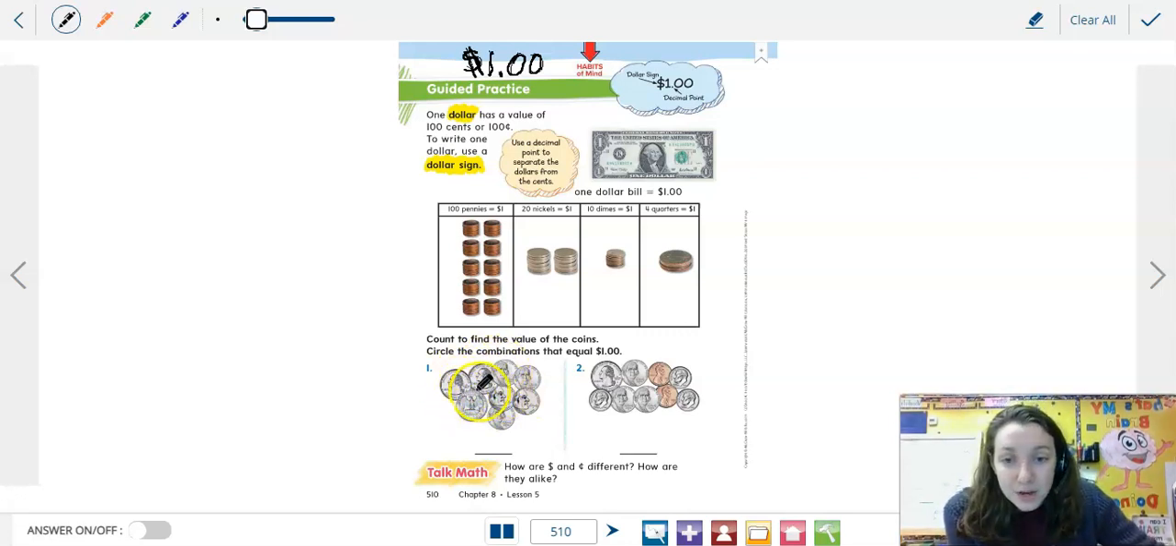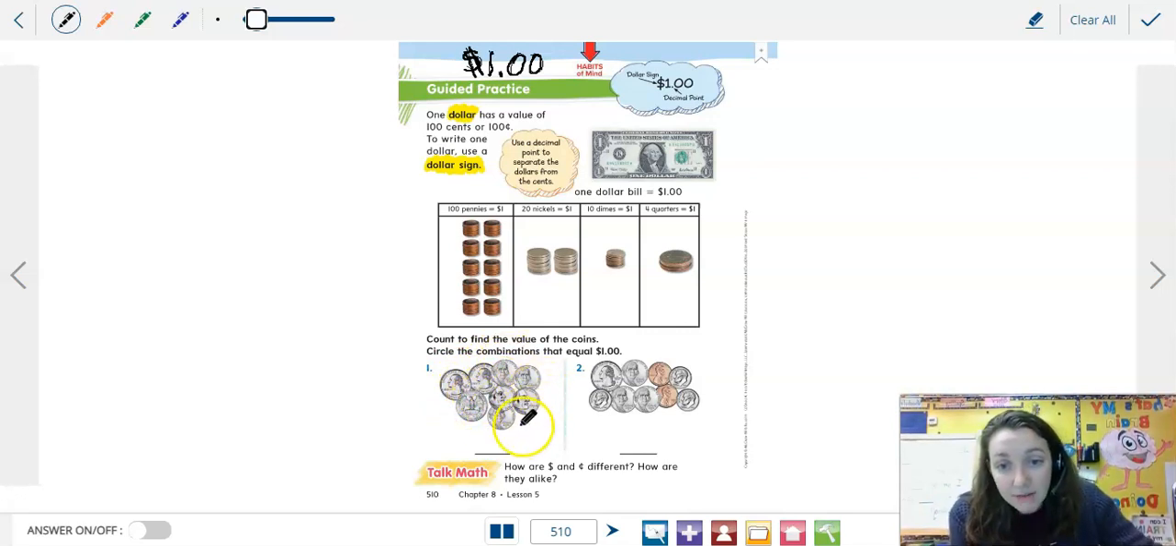I see that I have 3 quarters, so I'm going to start with the biggest one. When you're counting the coins, you start with the greatest value and work your way down. So I see 3 quarters, so I have 75 cents. I know that quickly because it goes 25, 50, 75. 3 quarters is 75. So I have 75 cents.